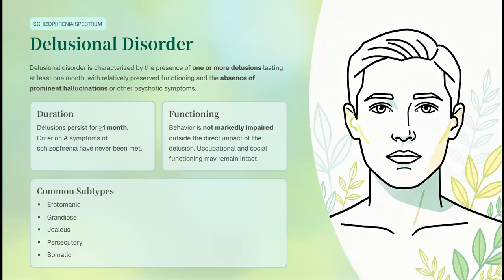Functioning remains relatively preserved, and that's important. Unlike schizophrenia, people can maintain their jobs, their relationships, their daily outside activities when they're not delusional. Delusions must last a month or longer. And, very important, the person has never met the full criteria for schizophrenia. Okay? And then there's different subtypes of delusional disorders.